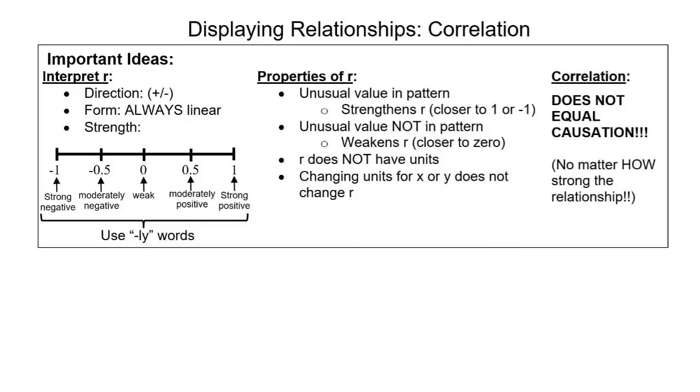Properties of R, unusual values in the pattern. If it's in my pattern, it's going to strengthen my R. If it's not in the pattern, it's going to weaken my R. R doesn't have units, and changing units for X or for Y has no effect on the R value whatsoever.